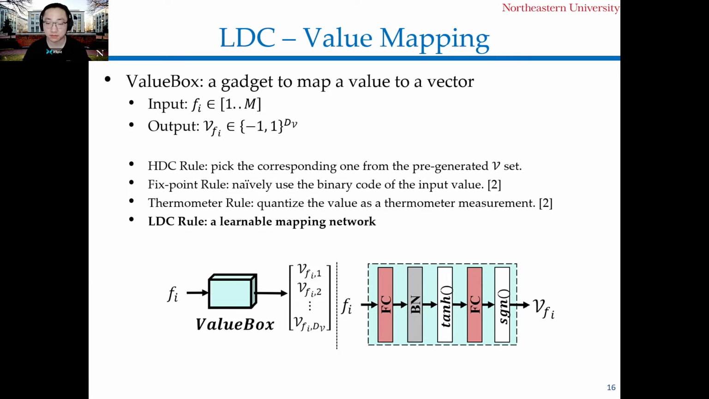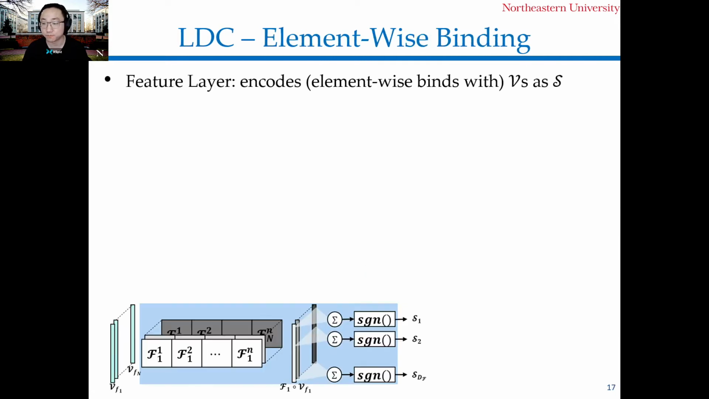And in our LDC design, we take advantage of the strong representing power of the neural network and use a trainable neural network for the value box rather than a manual design. And then the generated value vectors will be bound with feature vectors as the final output sample vector of this encoding process.